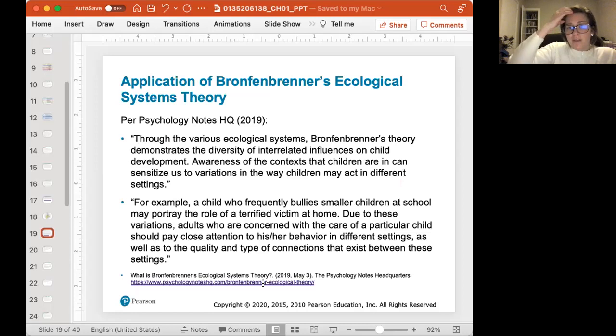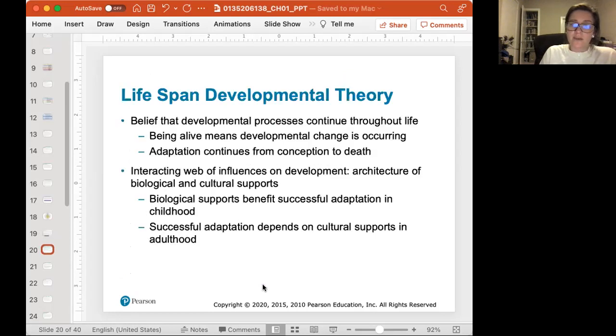For example, a child who frequently bullies smaller children at school may portray the role of a terrified victim at home. Due to these variations, adults who are concerned with the care of a particular child should pay close attention to his or her behavior in different settings, as well as to the quality and type of connections that exist between these settings. Lifespan developmental theory is the belief that developmental processes continue throughout life.